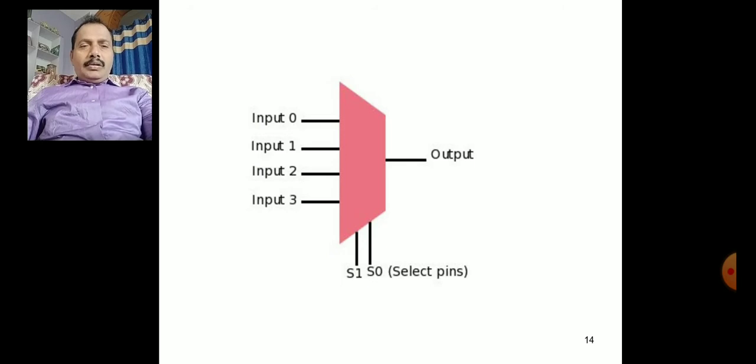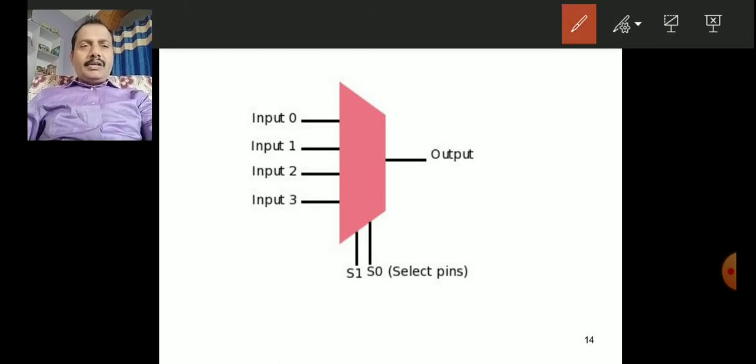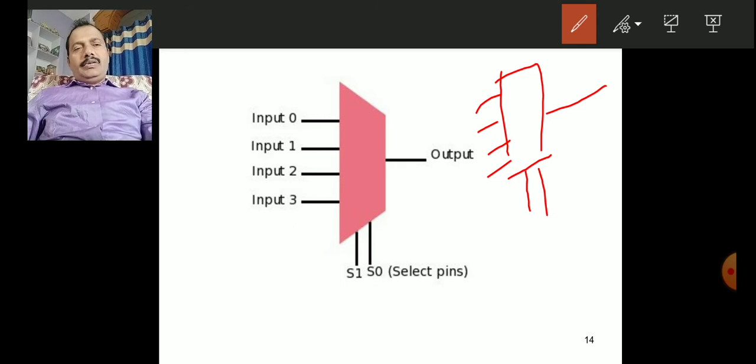Now let us consider the same multiplexer that we previously drew. A 4 to 1 multiplexer is just 4 inputs, 1 output, so 2 select lines. But in this way also you can draw it like this. This is the shape. You can draw like this also. Both are the same.